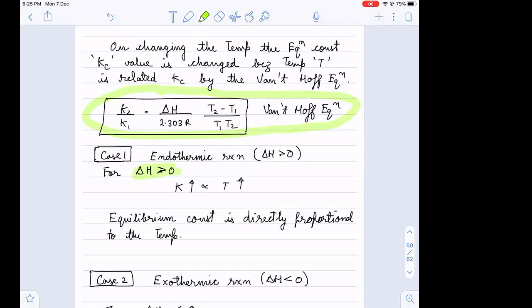I'll repeat my question. What is delta H given by? Delta H is given by the difference of two quantities. Give me those two quantities. Anyone? Activation energies. Delta H is equal to forward activation energy minus backward activation energy. Delta H is equal to EAF minus EAB.